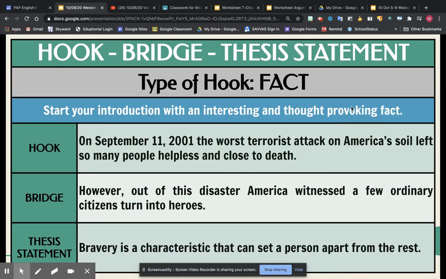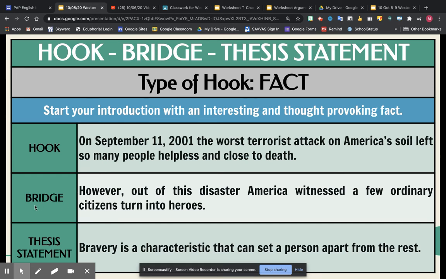Okay, so types of hooks. So one of the first types of hooks we have is called a fact. So it's just giving something that is true, a true statement, something that's knowledgeable, maybe it could be something startling, but it captures your reader's attention. So here's our hook. On September 11th, 2001, the worst terrorist attack on America's soil left so many people helpless and close to death. All right, here's our bridge.